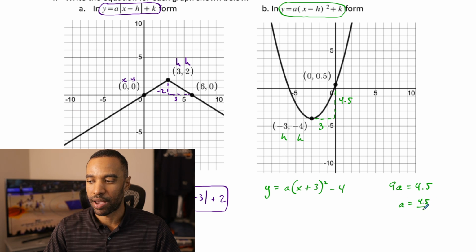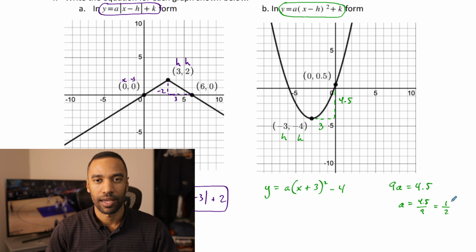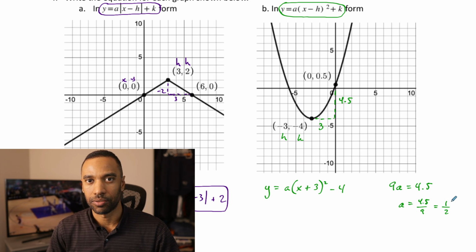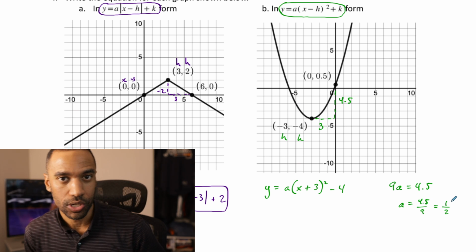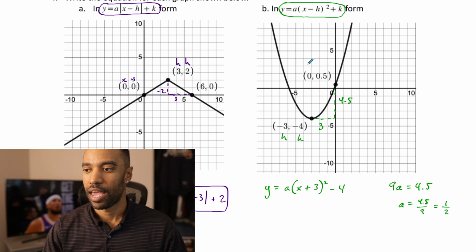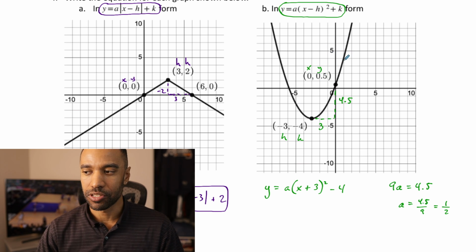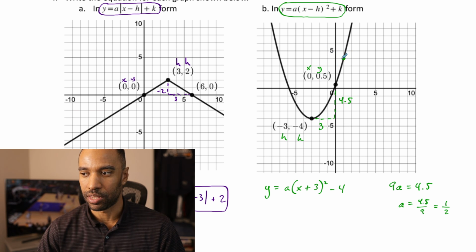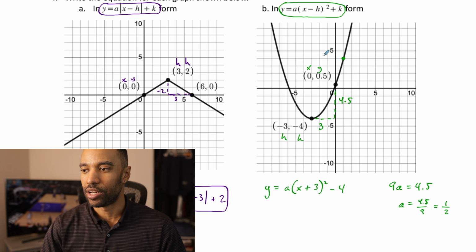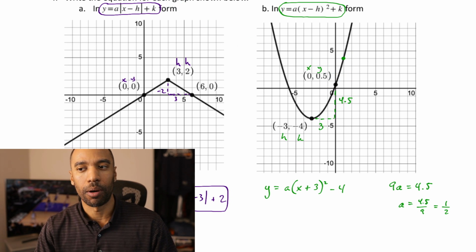Let's divide both sides by 9. 4.5 divided by 9 is also 1/2. That's the A value. I did that without the substitution of that for X and Y. Now, there are other points on this graph. They gave us this one. Okay, that's fine. There's this point as well, which is 1,4, but I don't care what that is.